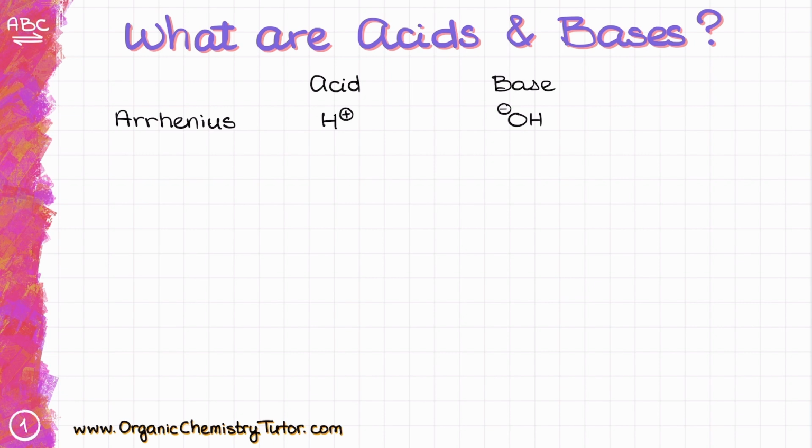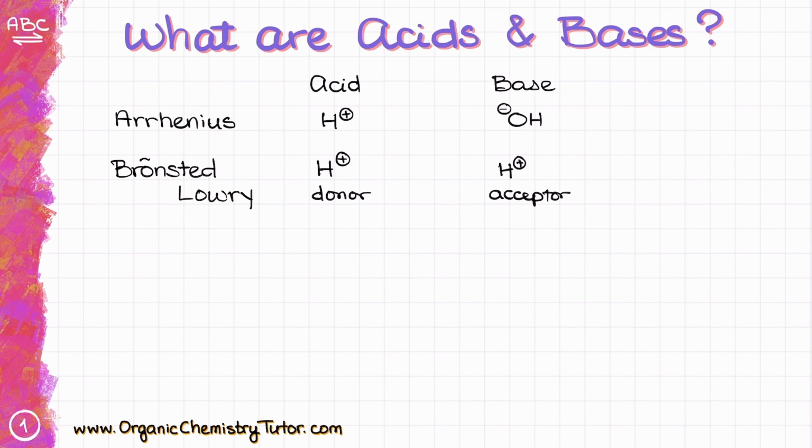The next definition, which is significantly more useful, is the Bronsted-Lowry definition. And according to the Bronsted-Lowry definition, the acid is what donates H plus into the solution, so acid is the H plus donor, while the base is the H plus hydronium acceptor. And that definition is significantly wider and way more applicable because now things that have nothing to do with the OH groups can all of a sudden be bases.